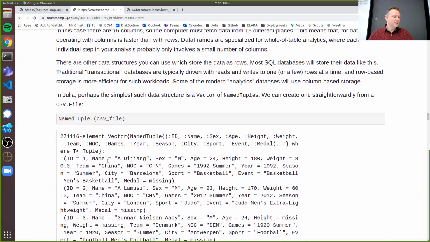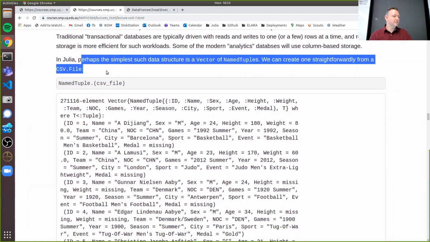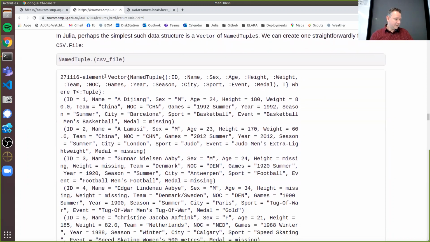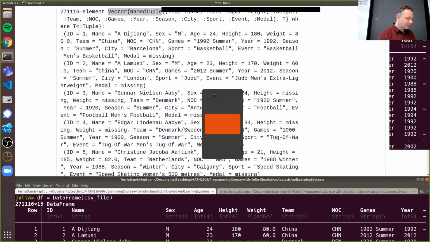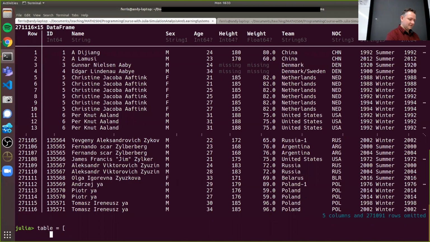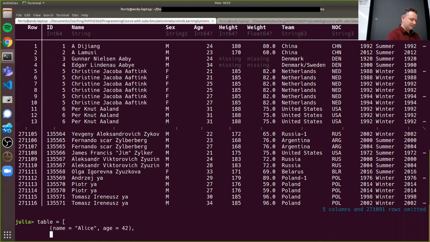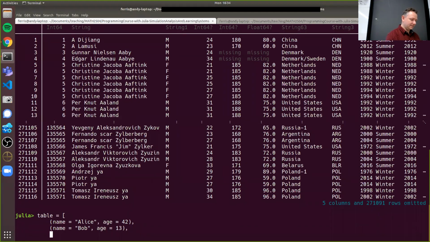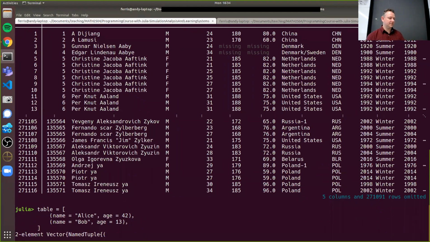It's just a trade-off. So if you want rows in Julia, perhaps the easiest way to do it is just to create a vector of named tuples. Okay, I spoke about named tuples earlier. So I could create a table like: name equals Alice, age equals 42, name equals Bob, age equals 13, and so on. And that's a perfectly legitimate table, right?